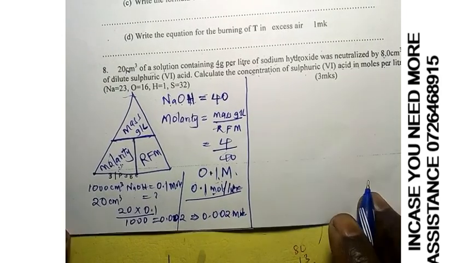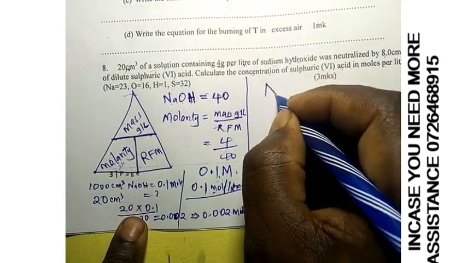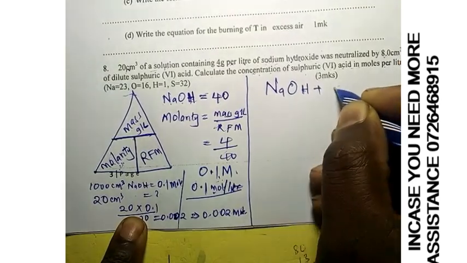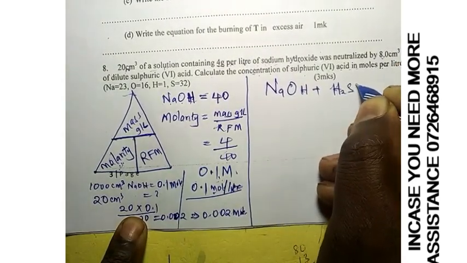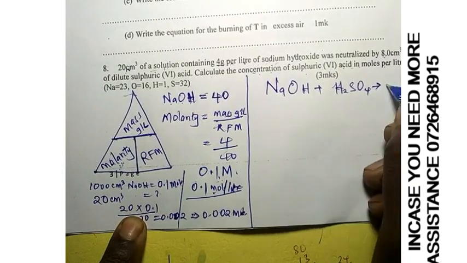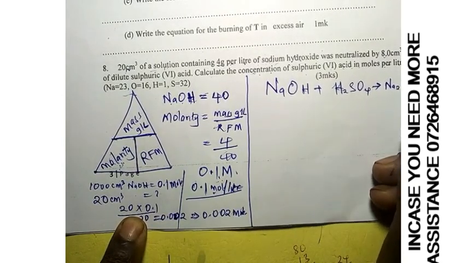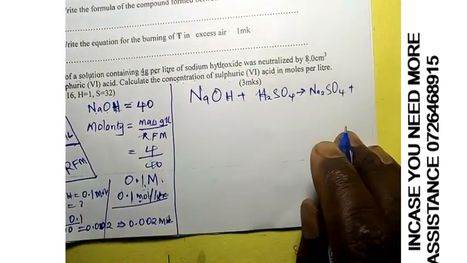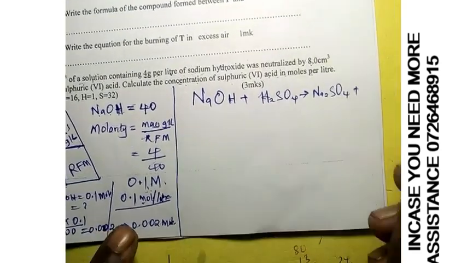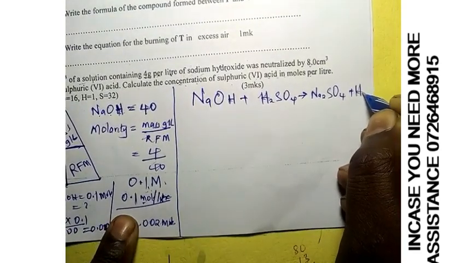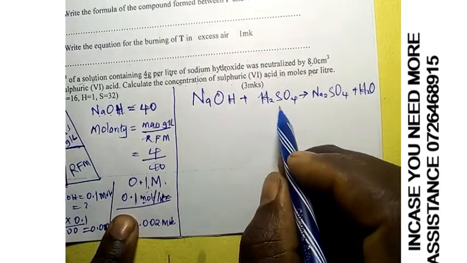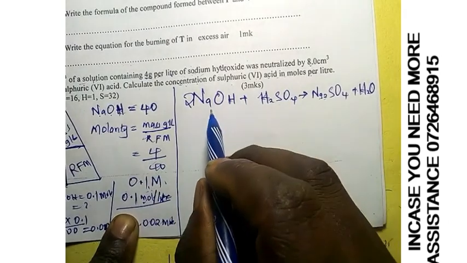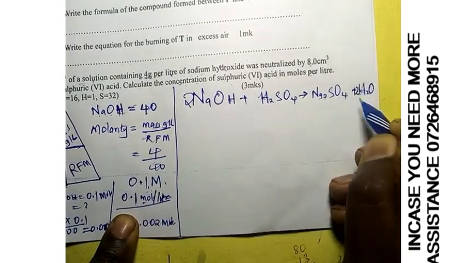Next, let us check the relation. We have to write a balanced equation. Sodium hydroxide reacting with sulfuric acid gives us sodium sulfate plus water. So we need to balance the equation. Sodium here, there are 2, so we put 2 here. Hydrogens are 4, so we put another 2 here.